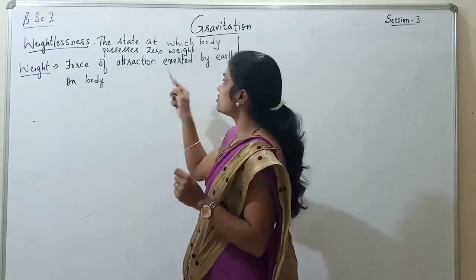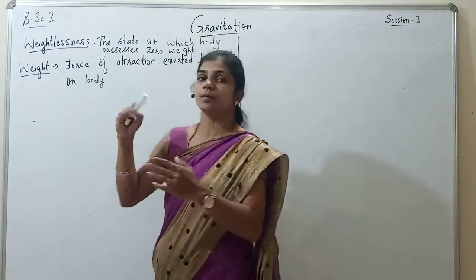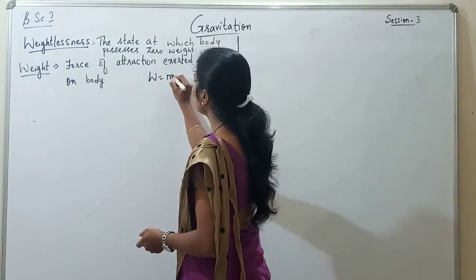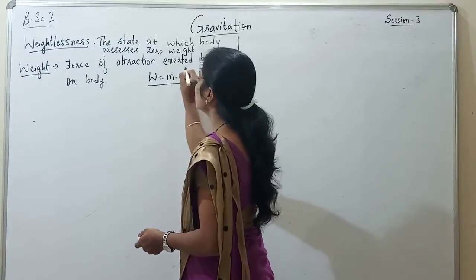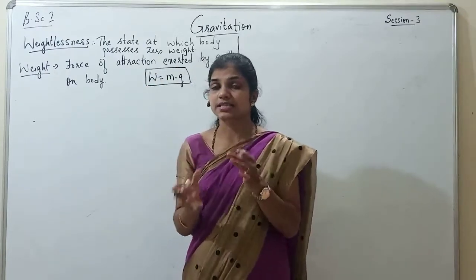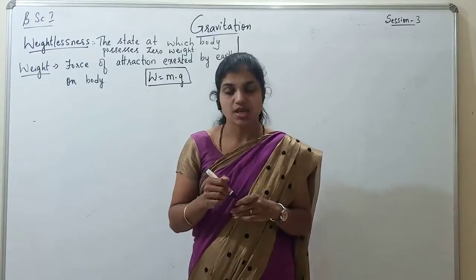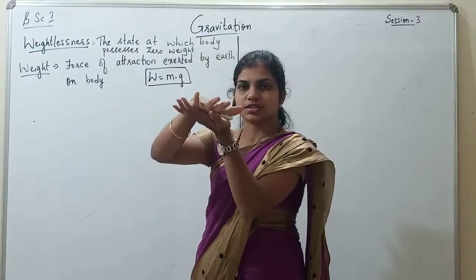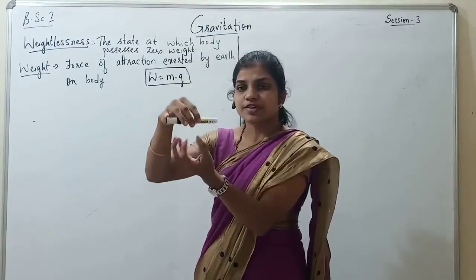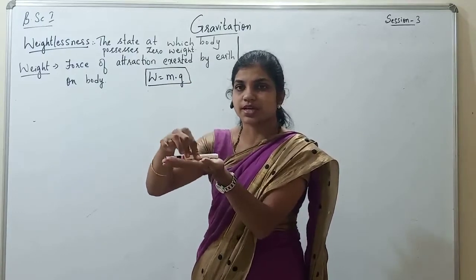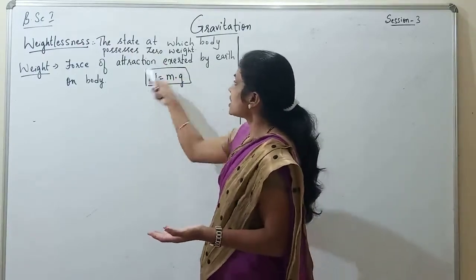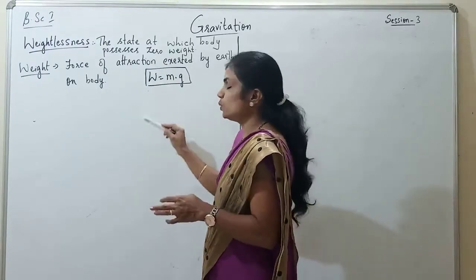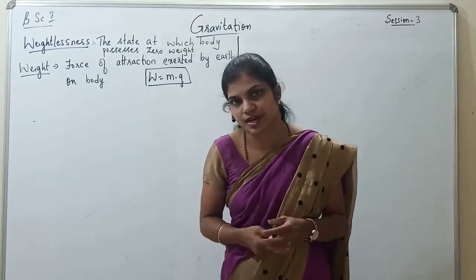Weight is the force of attraction exerted by Earth on the body. So usually weight is nothing but a force. We can say it is equal to m into g, that is, mass into acceleration due to gravity. So what is actually happening? When I place a body on the surface of the earth, the force of attraction which is pulling this particular body is added to the mass of the body. So we get weight equal to mass into acceleration due to gravity.